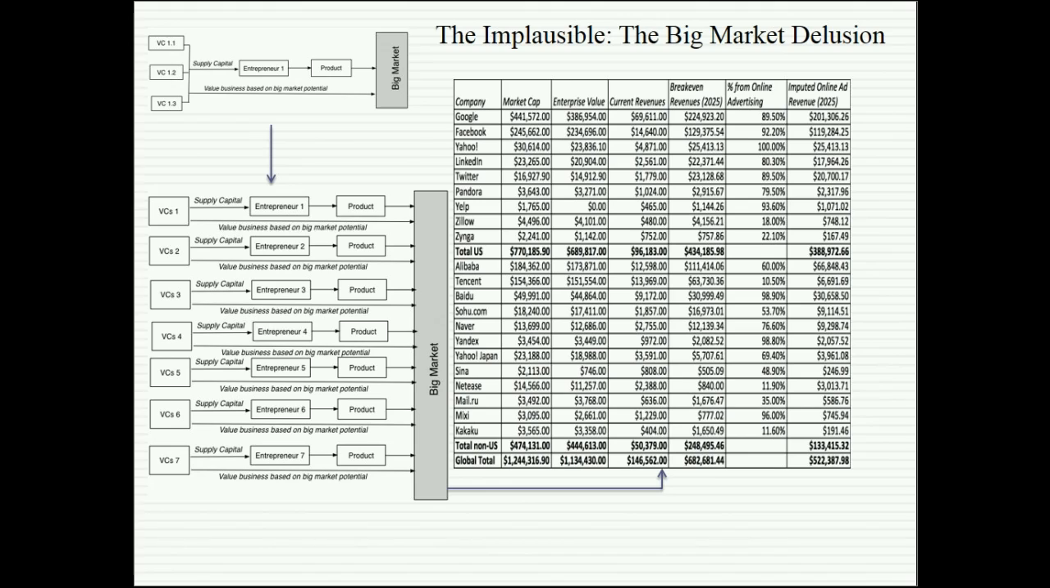Let's take another example of the implausible happening. So let's assume you're looking at a big market. I'll give you examples of a big market. It could be cloud computing. It could be online advertising. It could be China, right? And let's say you're an entrepreneur. Anybody in this class starting their own business, entrepreneurial? No? Do you know any entrepreneurs? Come on, you must know somebody who's an entrepreneur.